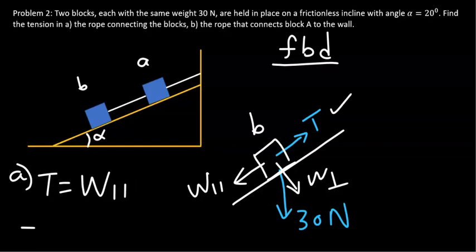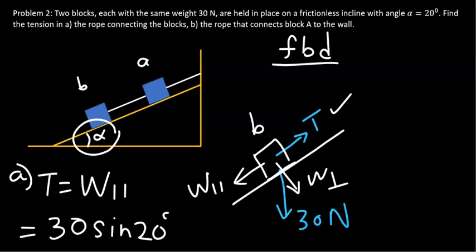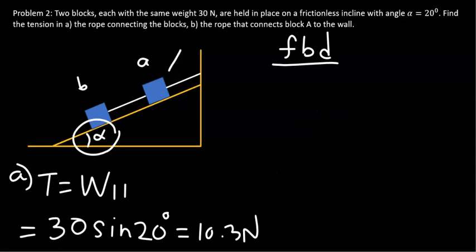Now we know how to compute W parallel. We take the weight 30 newtons times the sine of that angle, and the angle is 20 degrees, so sine 20 degrees, and that's going to give you a value of 10.3 newtons. Now let's look at the free body diagram of block A.